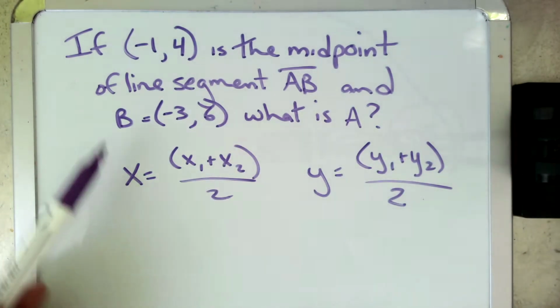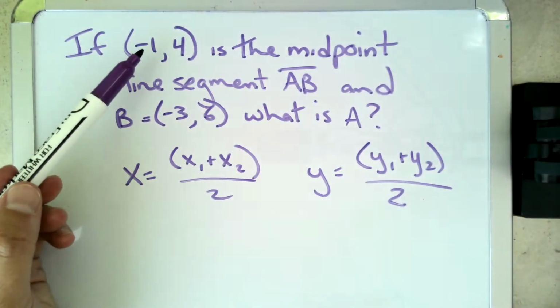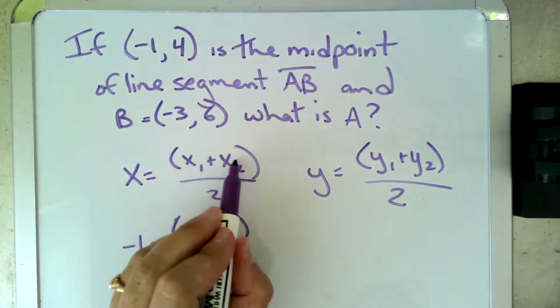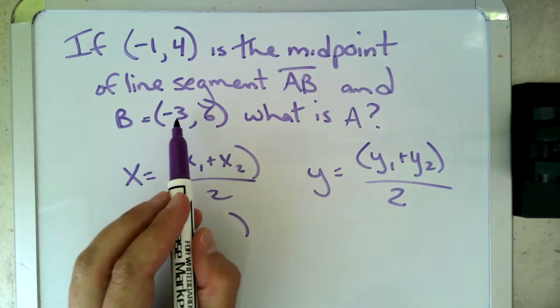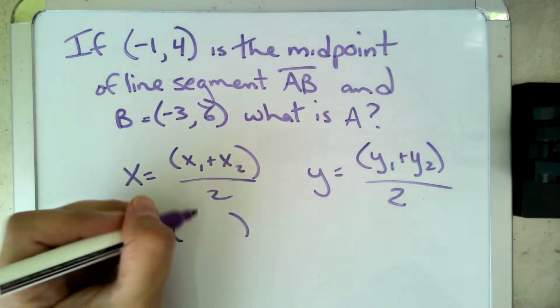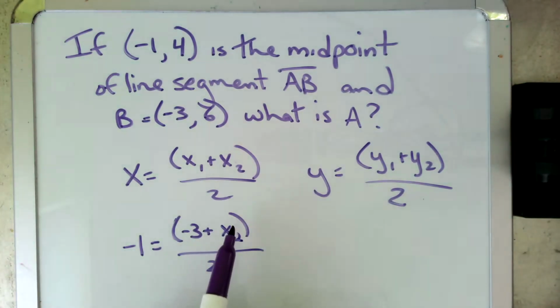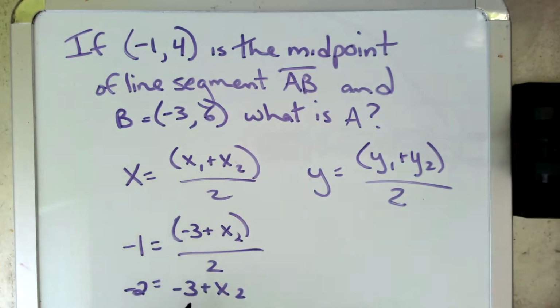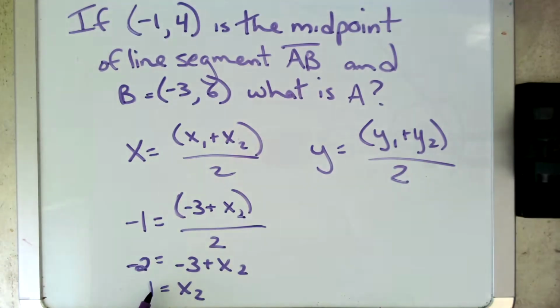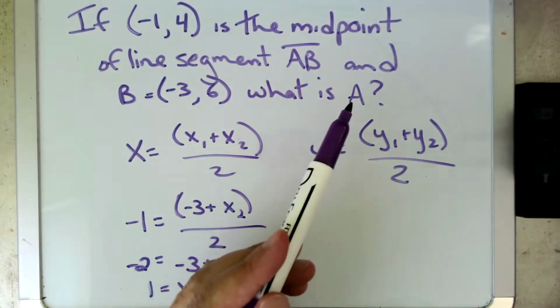And now we're going to go ahead and throw our numbers in. So first of all, x. Well, that's the x coordinate of our midpoint. x1 and x2, well, one of them will be -3. The other remains our variable. And now we go ahead and solve for our variable. So I'd start by multiplying both sides by 2. Then I would add 3 to both sides. And I would find that 1 is the x coordinate of A.